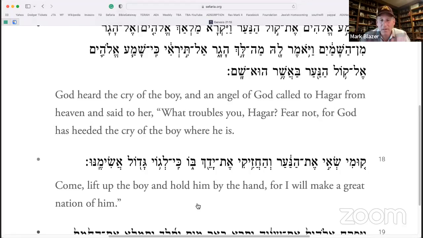Which is why what the angel says is not about your child dying, but that he will be a great nation as well. Because the angel could have said, don't worry. God will get water for the kid and food. Kid will survive. That's not what the angel says. The angel says, I'll make a great nation of him too.